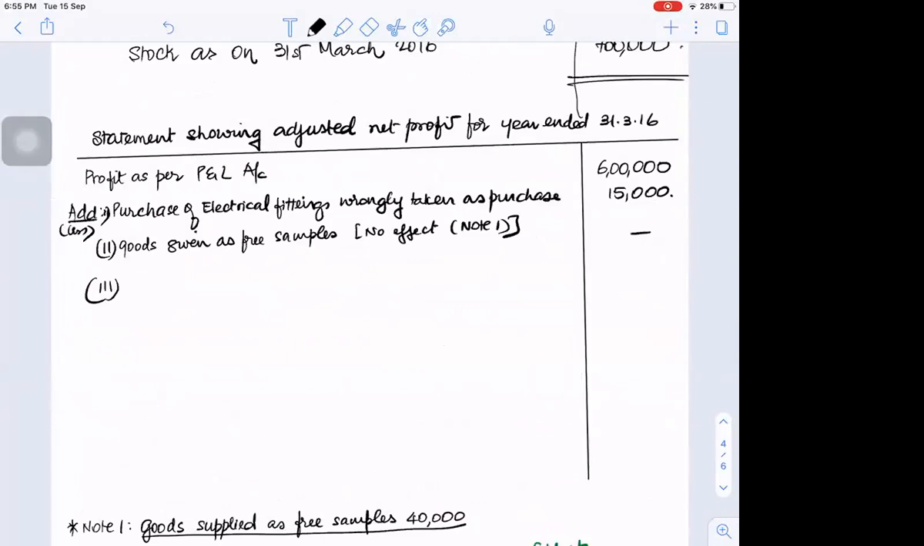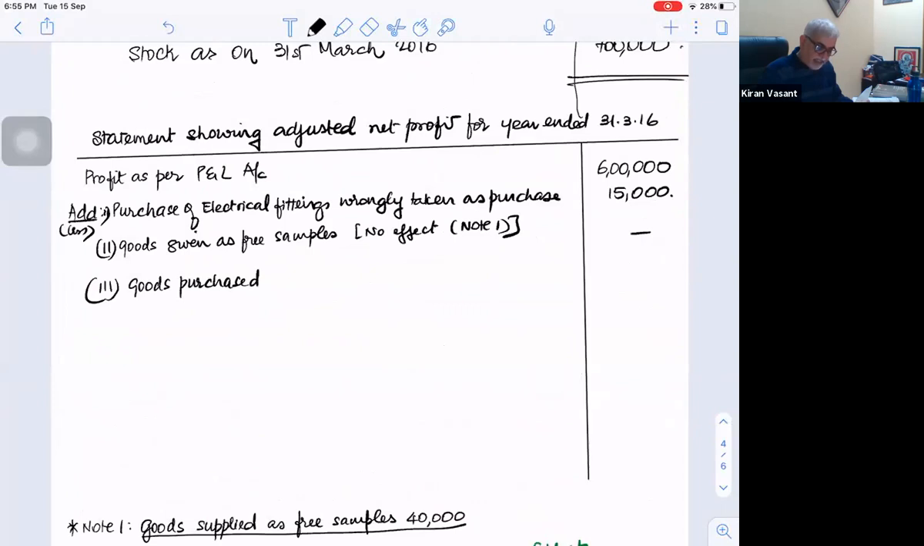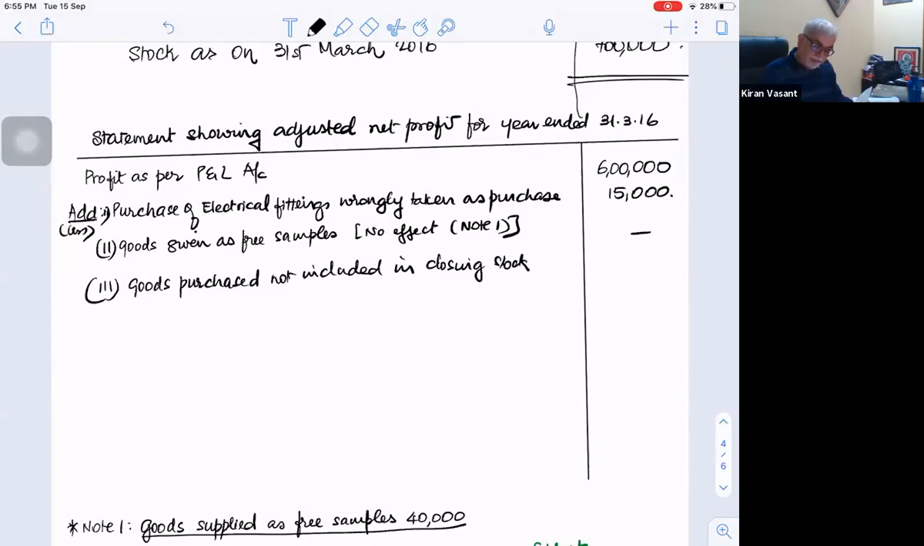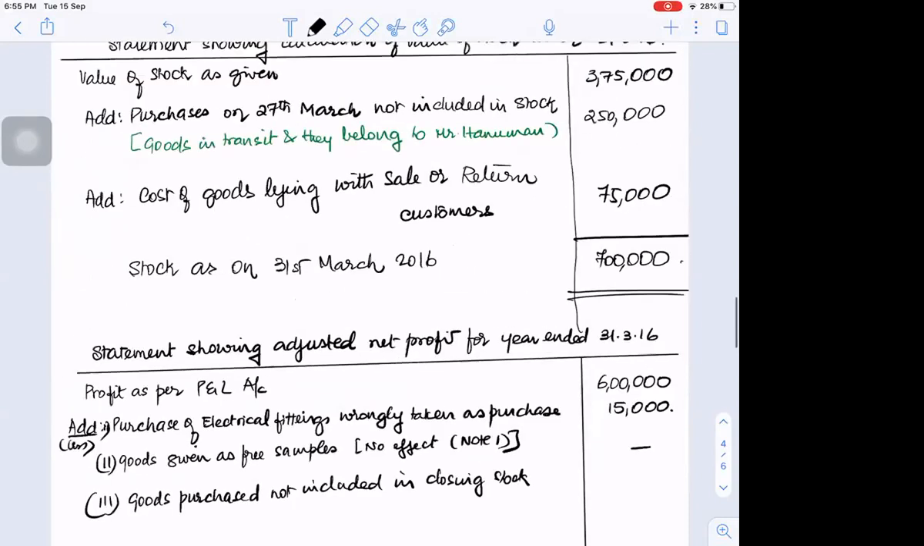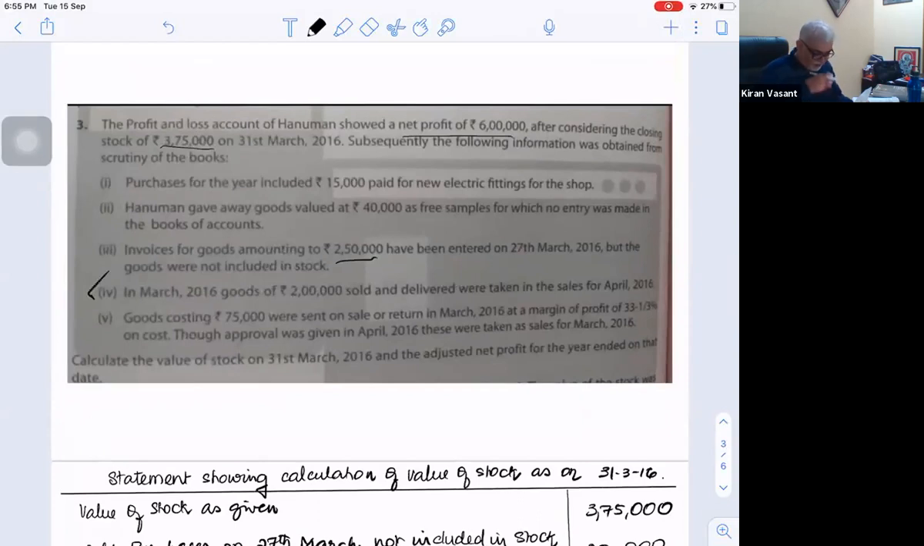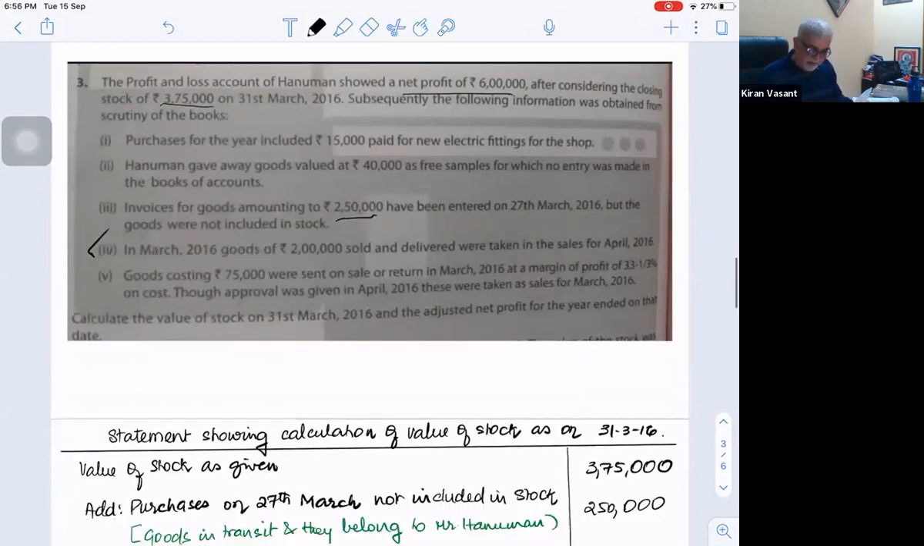So, goods purchased not included in closing stock. What is the value, ma'am? Sir, the question is not visible. Oh, I'm so sorry. 250,000. You didn't take a screenshot. Sorry. 250,000. Okay.